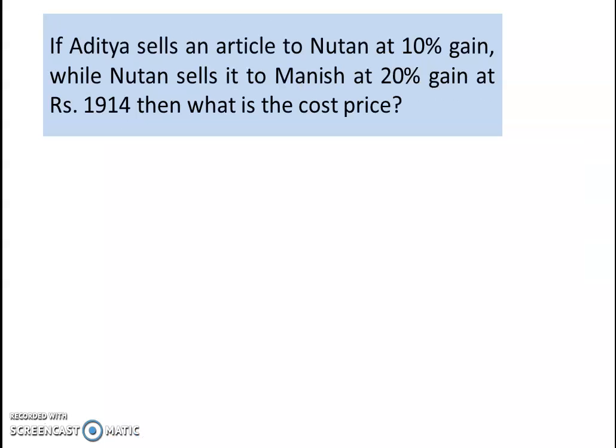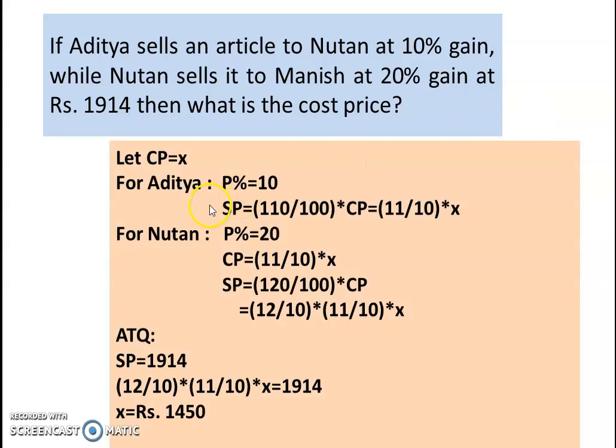Next question we have is, if Aditya sells an article to Nutan at 10% gain, while Nutan sells it to Manish at 20% gain at rupees 1914, then what is the cost price? So in this case, Aditya sells to Nutan and Nutan sells it to Manish, and we need to calculate the cost price.